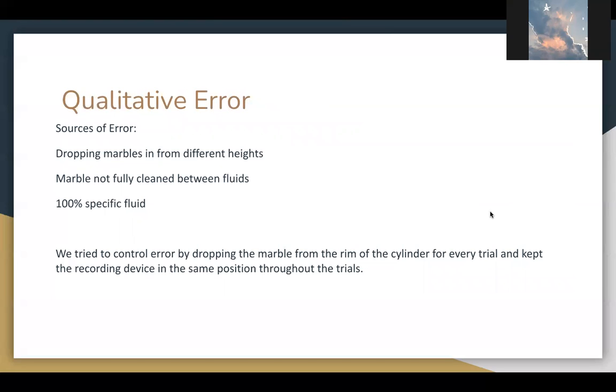For our qualitative error, our main sources of error were that we needed to make sure the fluid we were using was 100%, not at all diluted, so we had no way of knowing that. We were also concerned with whether or not the marble was fully cleaned, to make sure all of the viscous fluid from the previous test was cleaned off of it. And finally, and probably the most noticeable one, is making sure the marbles were dropped from the same height. When analyzing the data on Tracker, it wasn't super easy to see, but there was a pretty big difference between the placement of some of them before they dropped. We tried to control a lot of the error by dropping the marble from the rim of the cylinder for each trial, but obviously not everything could be controlled.